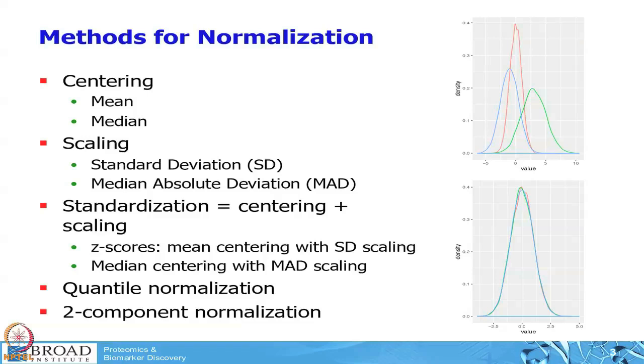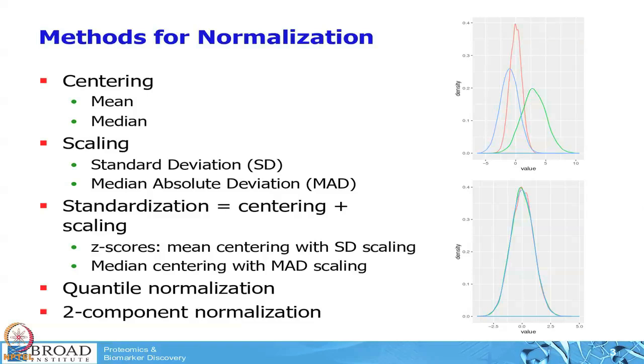Just for a mock-up, I'm showing 3 samples, and I'm showing the distribution of log ratios for each of those samples. You can see that the green one is centered around 0.5. The red one is centered around 0. The blue one is centered around -0.5 approximately. That means the average ratio was slightly off, which means the amount you put in was slightly off.